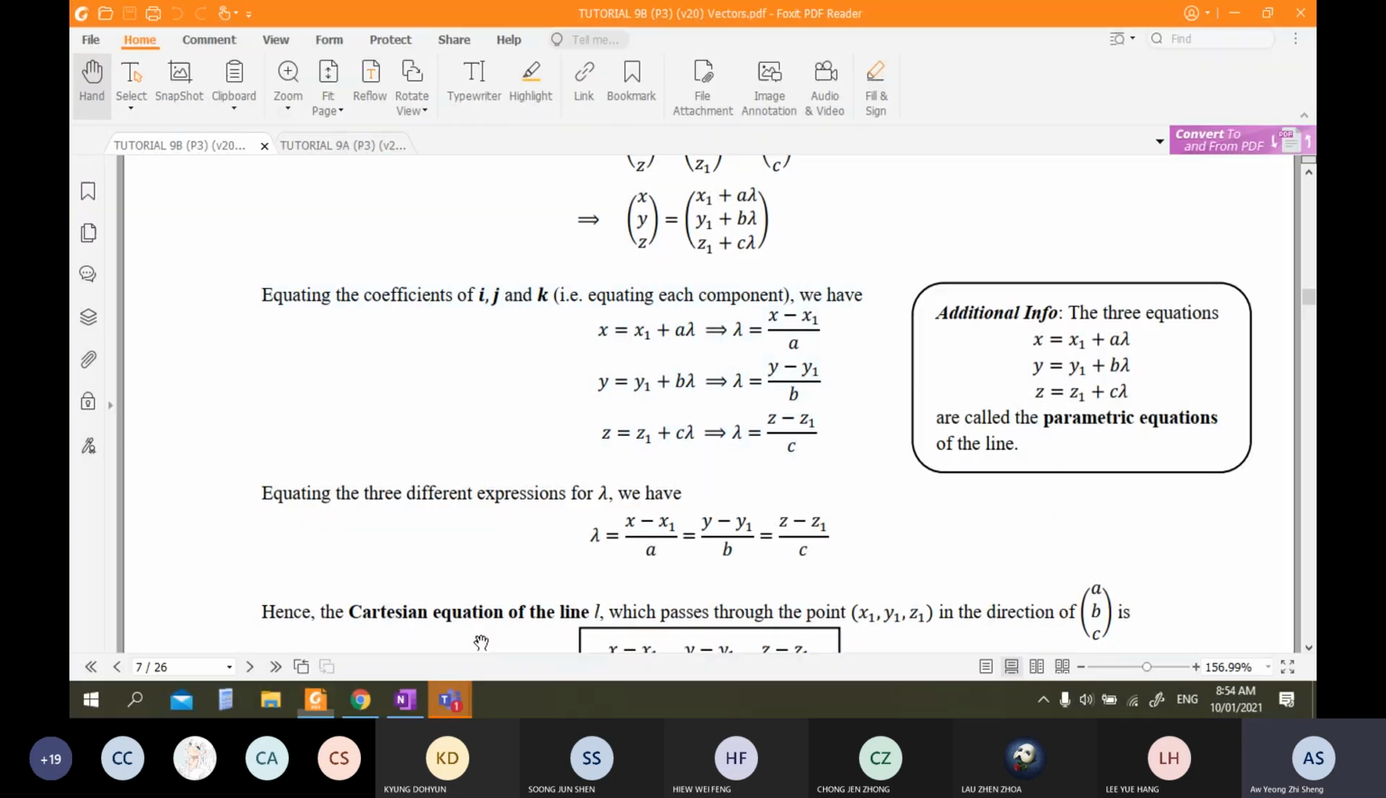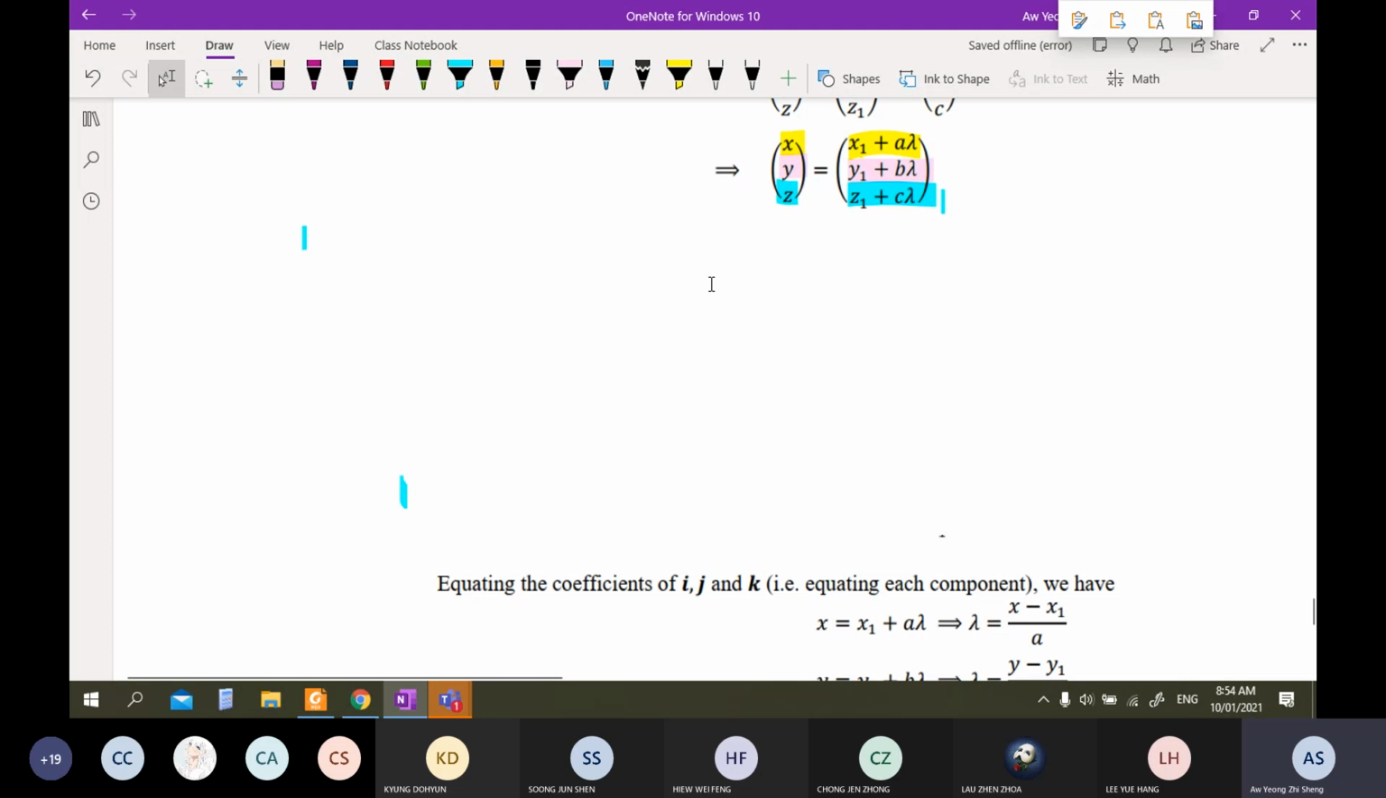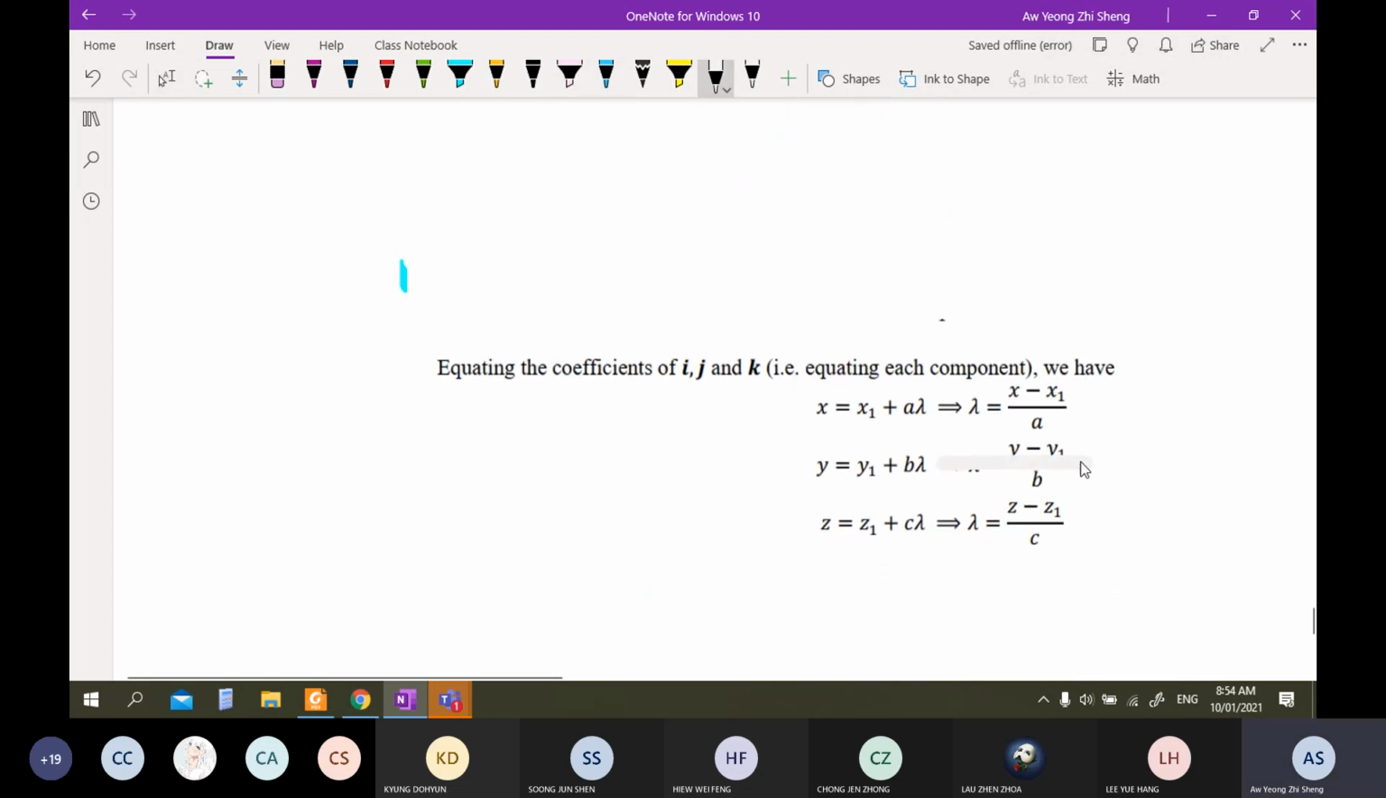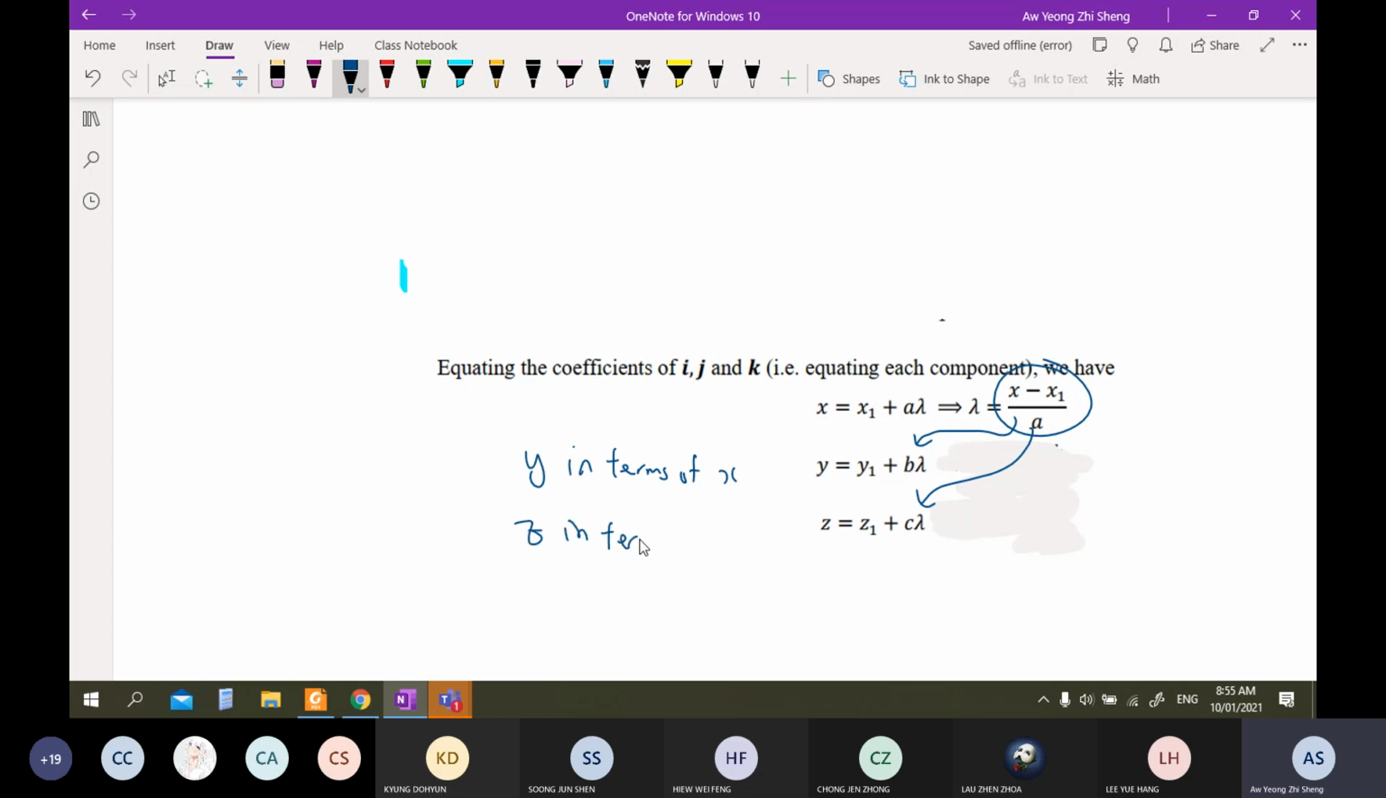Maybe I should paste it over there and scribble a bit. Now if you only, from the first equation, make lambda your subject, and then you sub this into here, then you are going to get y in terms of x. You will also get z in terms of x. But then you don't have a link between y and z. Because in the 3D equations, it's important to link up x, y, and z. It's just like in a 2D Cartesian equation, you want to establish a link between x and y. For 3D, you have to link x, y, and z.